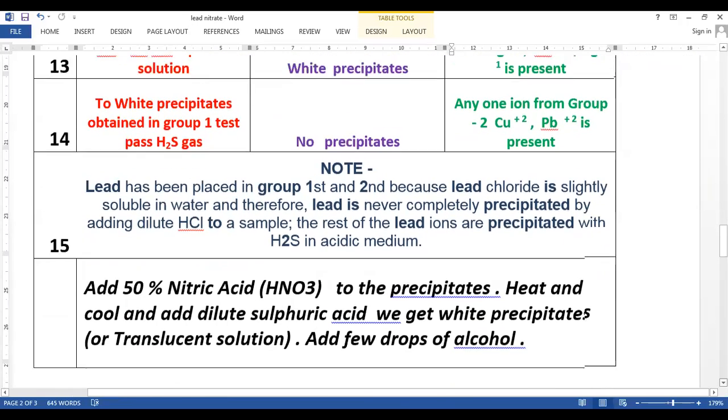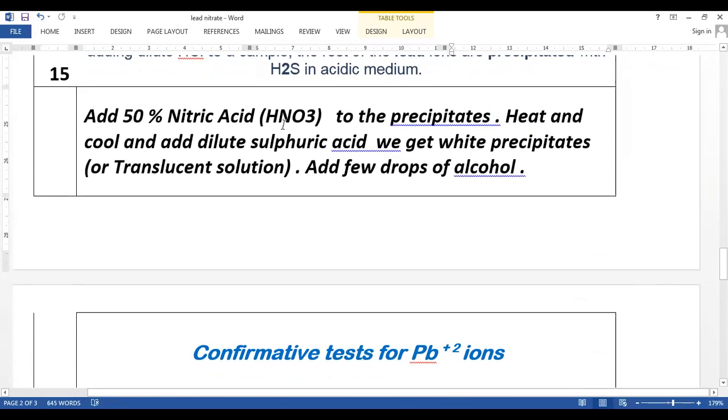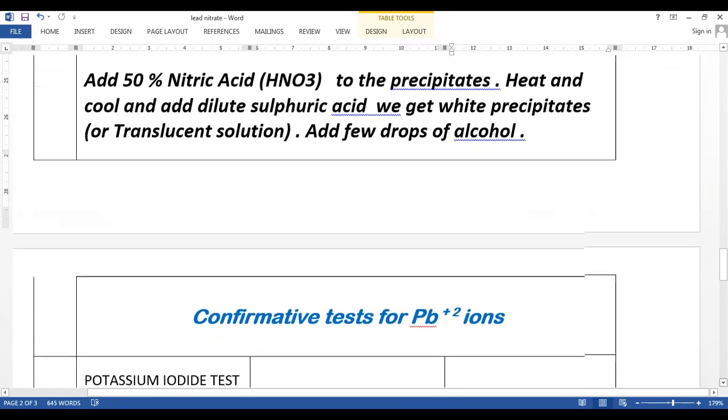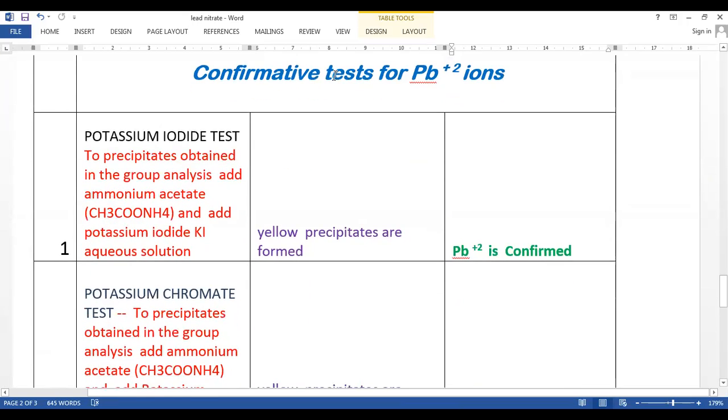Now what shall we do? We need to add 50% nitric acid to the precipitates, heat it and then cool it, and then we will add dilute sulfuric acid. Then we get the white precipitates, or the translucent solution, and then we will add a few drops of alcohol. And then we will perform two confirmative tests for Pb+2 ion. One is the potassium iodide test and another is the potassium chromate test. So let us have a look at this, my dear students, so that we can truly understand the practical.